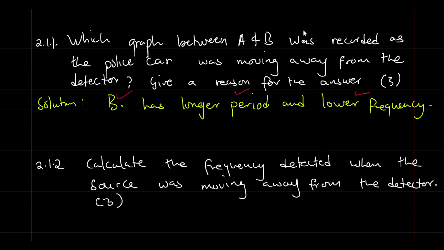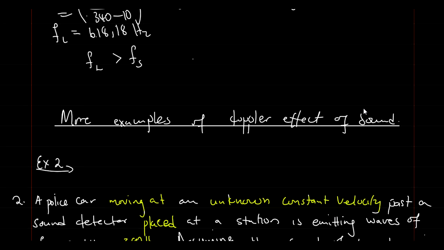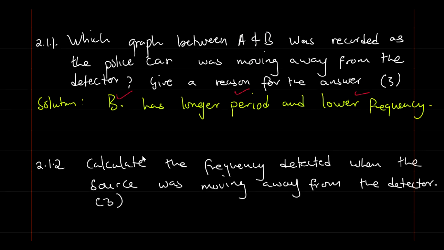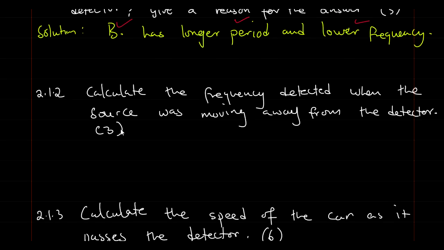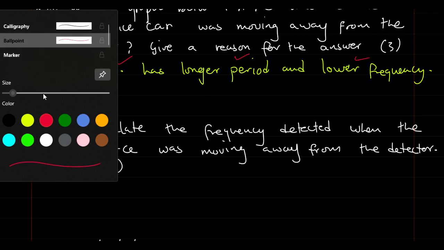Okay, so if you were given air pressure against distance, we were going to compare these graphs using wavelength, but now we're given time, so we are using period. Keep that in mind. Okay, now let's go to 2.1.2.